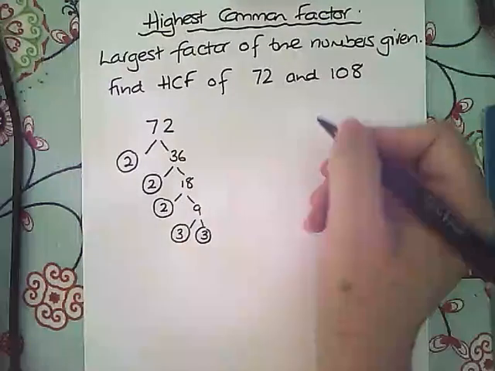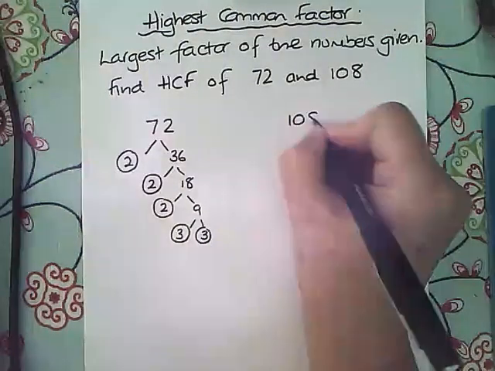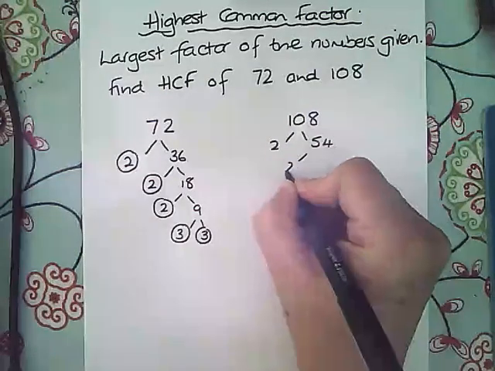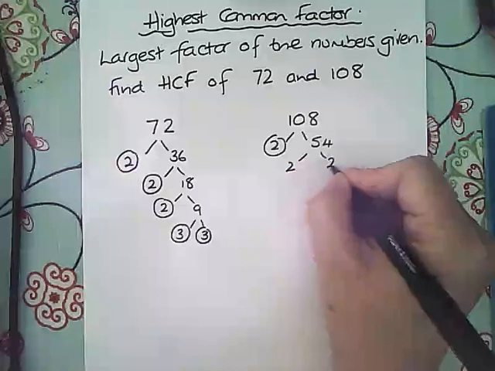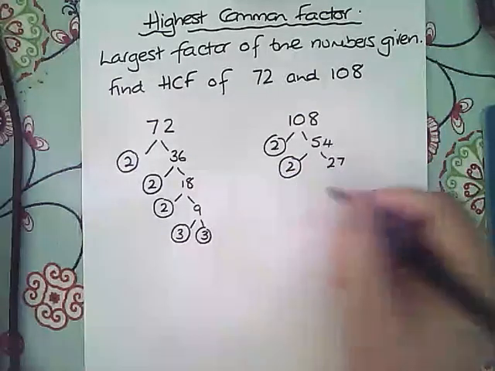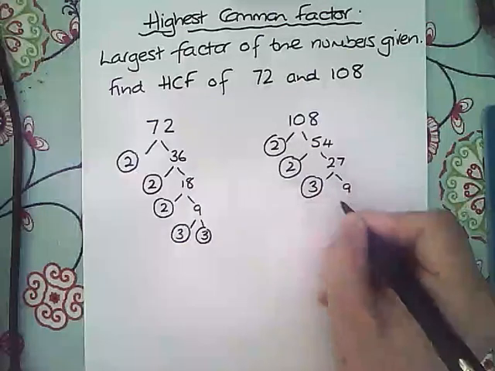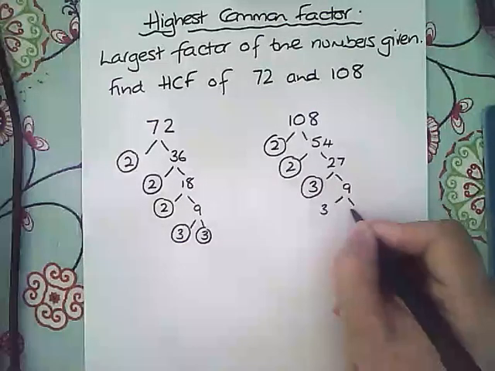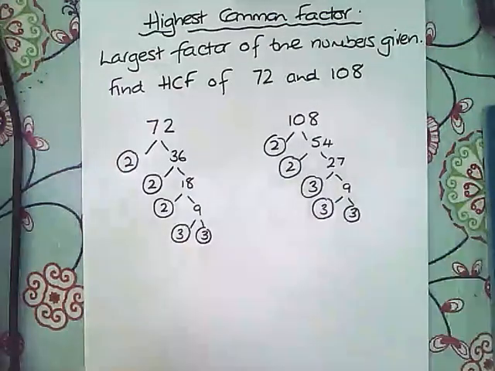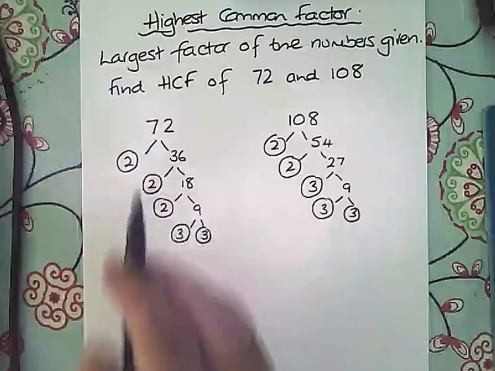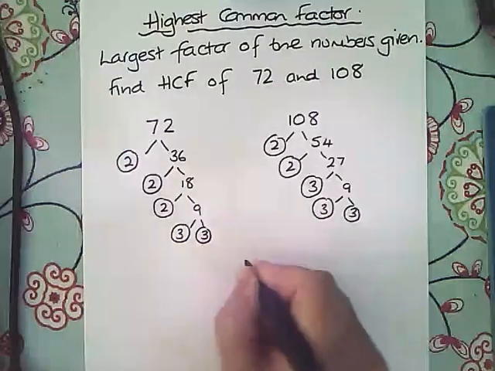We do a factor tree for 108, which is 2 times 54, 2 times 27. That's not even, so we try 3. 3 times 9, and then carry on with the 3. 3 times 3. And once we have our two factor trees, we then draw 2 interlocking circles because we've got 2 numbers, and that is called a Venn diagram.